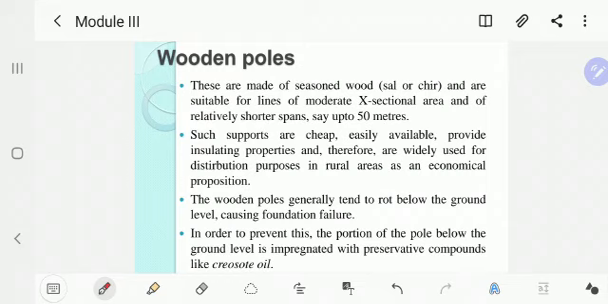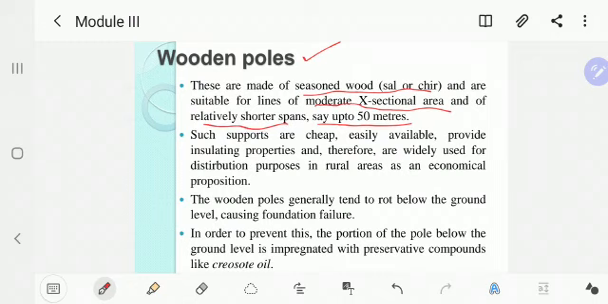So what are the wooden poles? Wooden poles are normally used for up to 50 meters of length. That means for relatively shorter spans, the wooden poles are used. It is made of seasoned wood like sal or chir, and it is normally used for moderate cross-sectional area and relatively shorter spans.